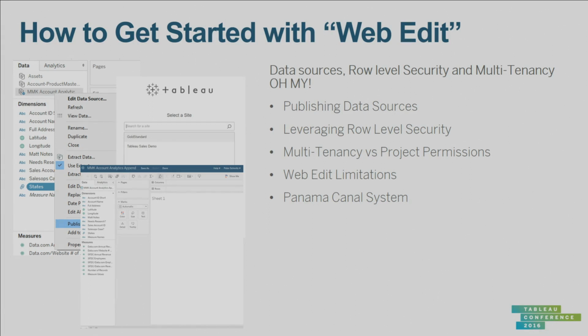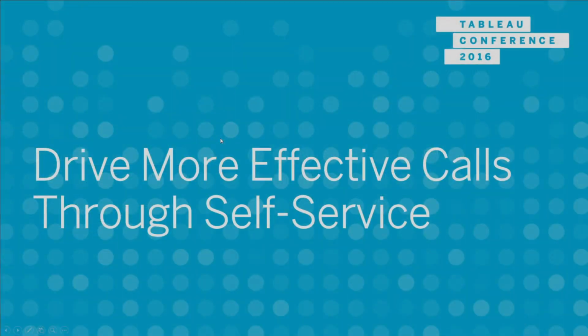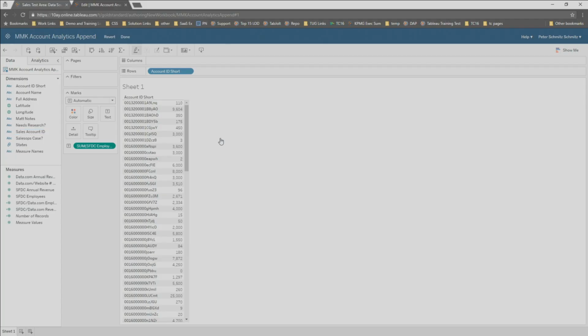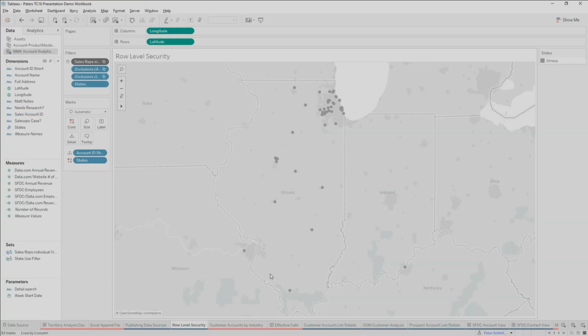So at your own organization, it's very easy to start to implement that. And again, you can do it at a very small scale. Try it with your top sales rep. If you're scared of situations happening like I showed with bad data and everything else, have a POC internally and start to show them what's possible. That's kind of how to get started with web edit. But once people have that access, now we can start to drive more effective calls through self-service. So let's start looking at how we can do that.